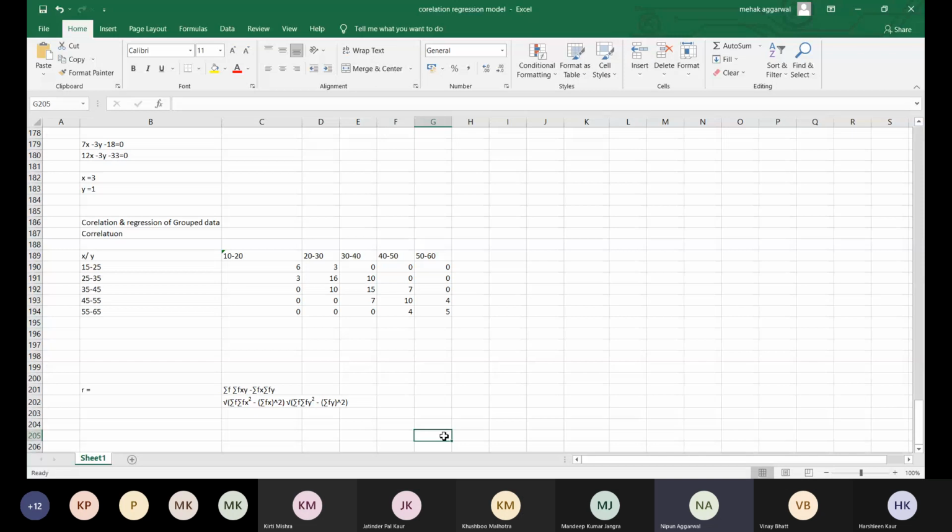So this becomes our required formula. The numerator is sigma f into sigma fxy minus sigma fx into sigma fy, divided by under root of sigma f into sigma fx square minus sigma fx whole square, and into under root of sigma f into sigma fy square minus sigma fy whole square. Fine. Now we'll calculate each of these from this data and then we can get the answer.